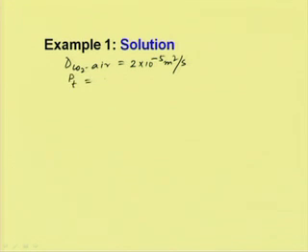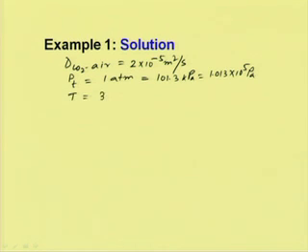PT, the total pressure, is given as 1 atmosphere, which is 101.3 kilopascal, which is 1.013 times 10 to the power 5 Pascal. T is given as 300 Kelvin. x2 minus x1, the distance between the 2 points, is 5 centimeter, which is 0.05 meter.